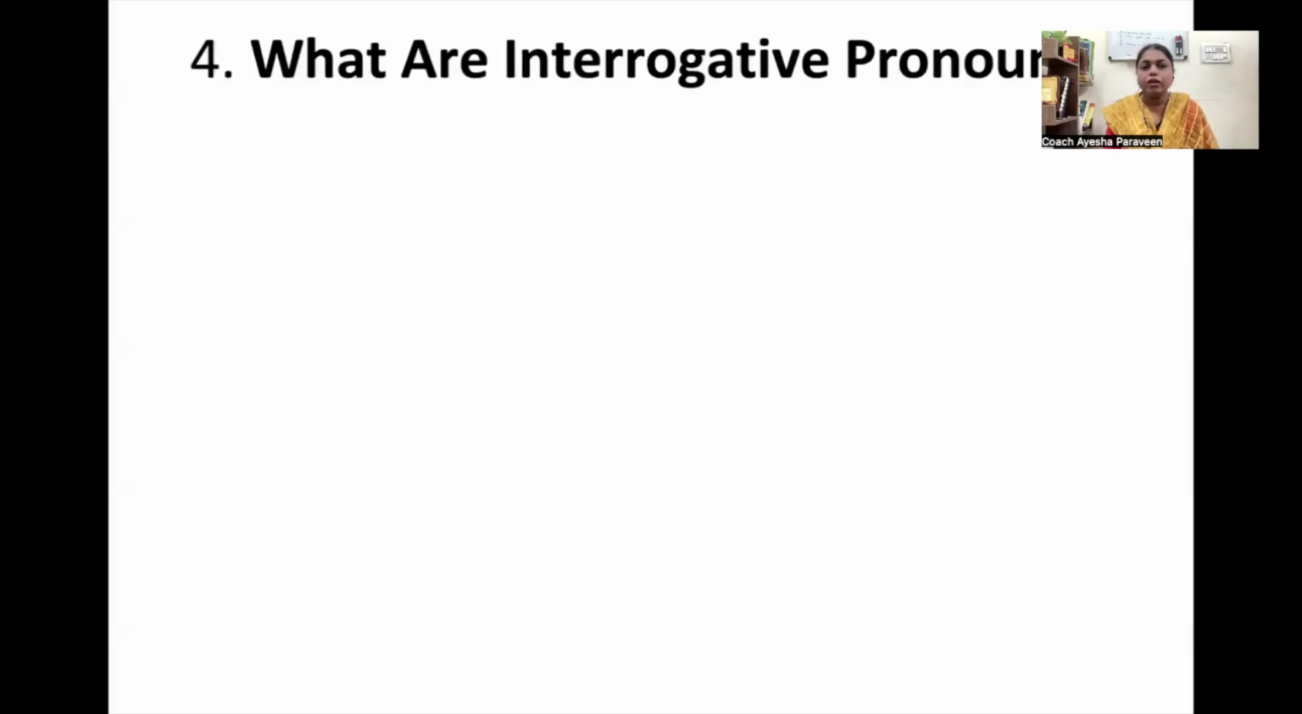Now we will go on to our fourth type of pronoun, that is interrogative pronoun. What are interrogative pronouns?